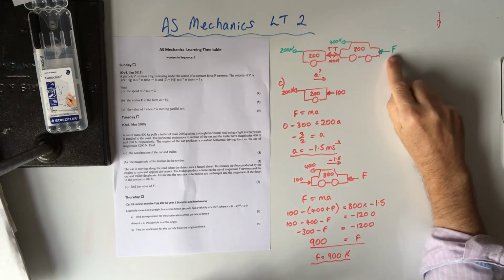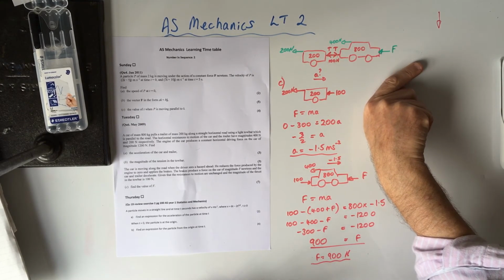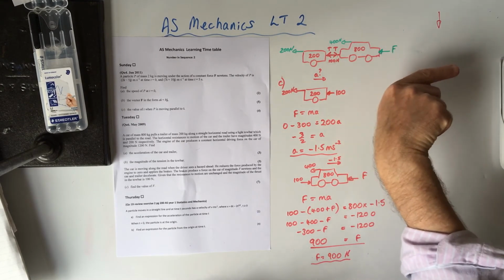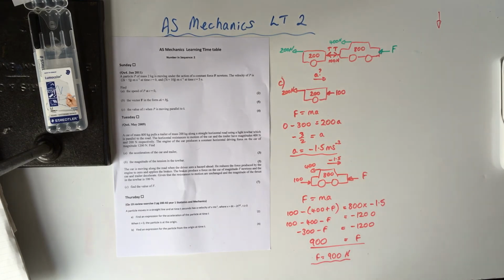If we'd done it that way, pointing that way, it would have come out as minus 900, because in that direction it's minus is going the other way. So that force acting that direction is a force of 900 newtons. Okay, that's that one. Hope that makes sense.